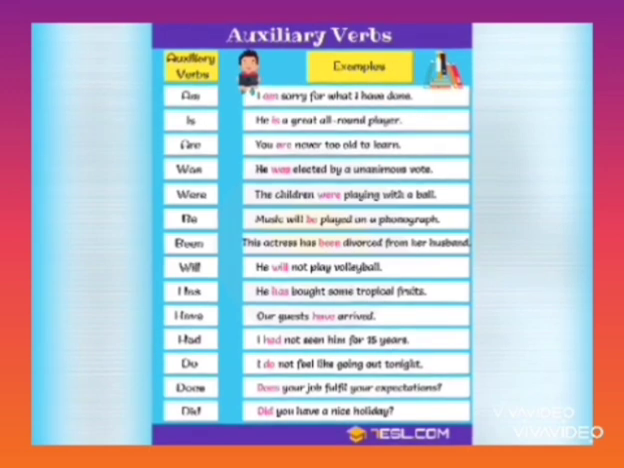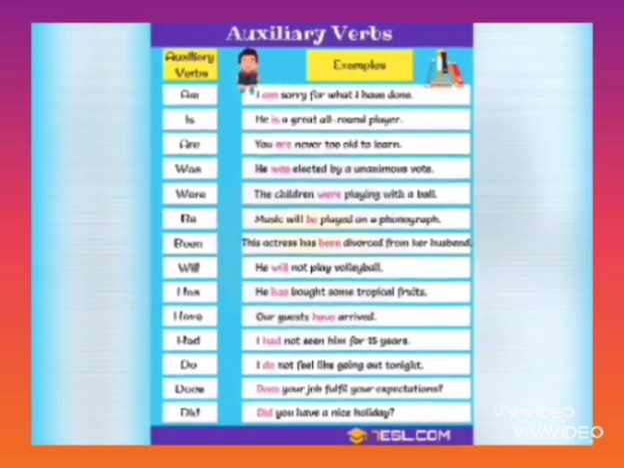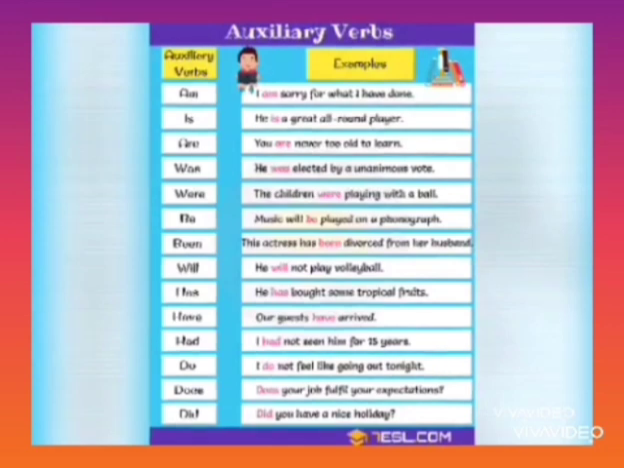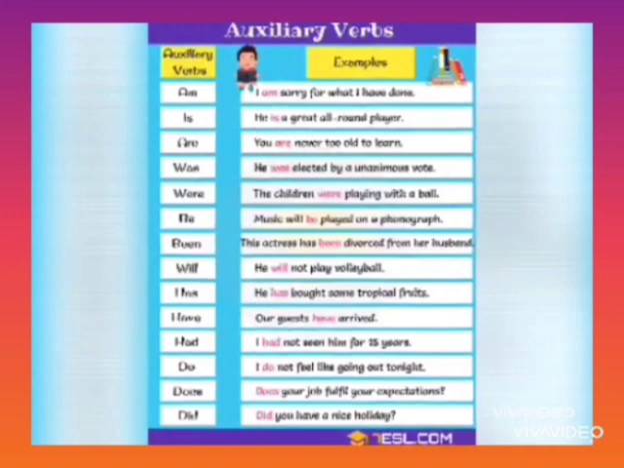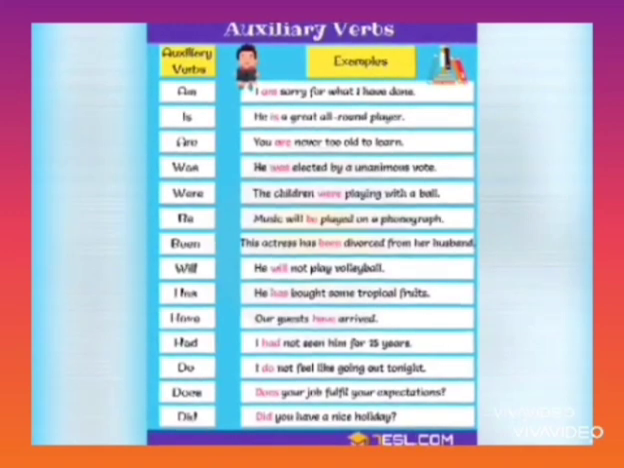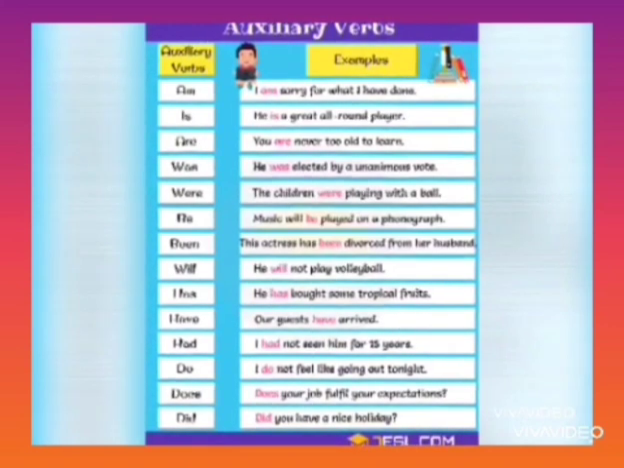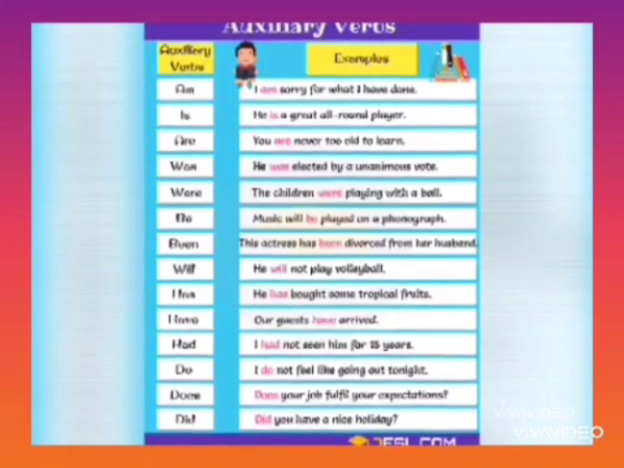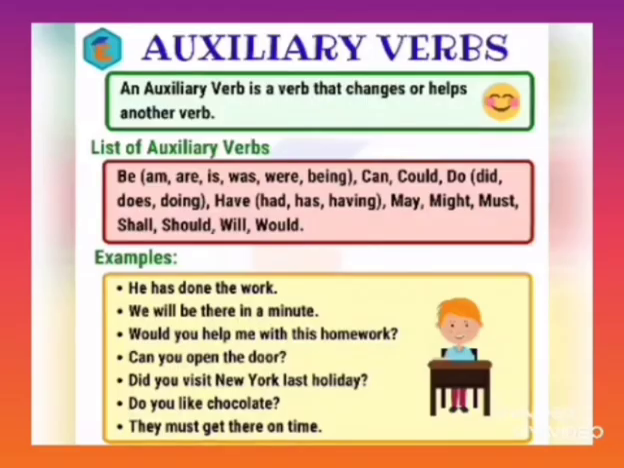Here are some more helping verbs. Am, is, are, was, were are helping verbs or auxiliary verbs. After that, will, have, had, do, does, did. And that one is being. I am sorry for what I have done. He is a great all-round player. You are never too old.